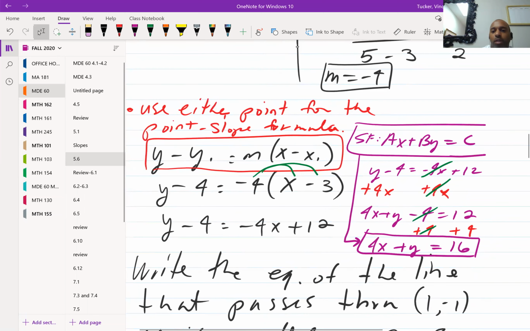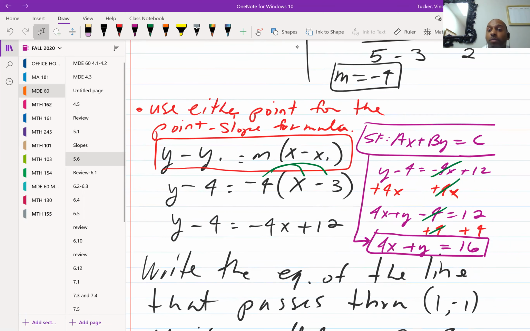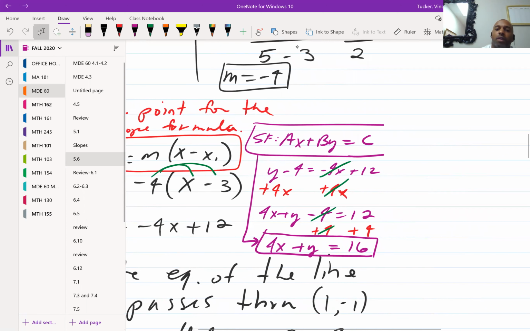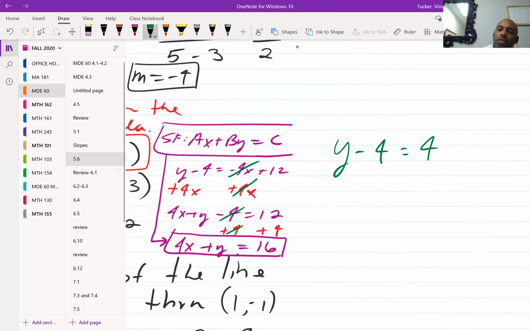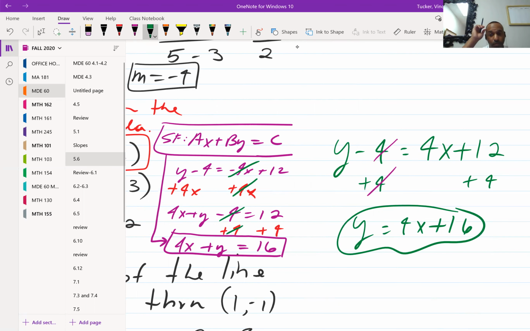Okay. This problem in the book must have asked for standard form. So I'll talk about that in the purple in a second, but I just want to finish this one up, according to the way we've done it up to this point. So y minus 4 equals 4x plus 12. So to finish it off, we'll add 4 to both sides. And y is equal to 4x plus 16. So now this is, like we mentioned already, slope-intercept form.